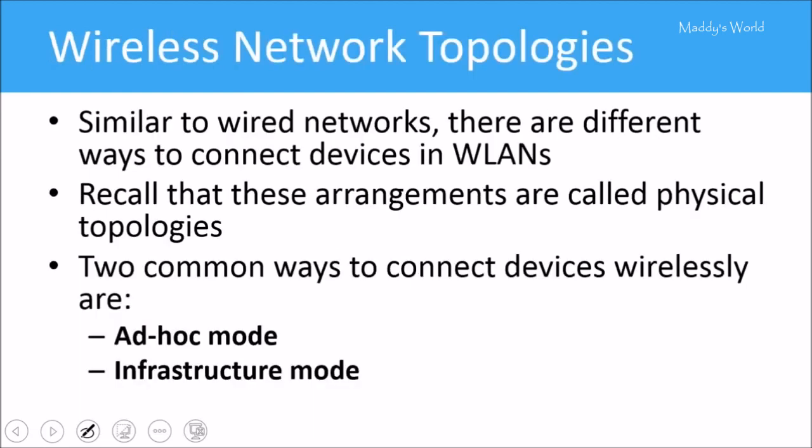All right, so let's talk about wireless network topologies. Similar to wired networks, there are different ways to connect devices in wireless LANs. Recall that these arrangements are called physical topologies, but know that when you're connecting wirelessly, the physical location of your devices doesn't necessarily matter as much as it does when you're using physical cables, right? There are 2 common ways to connect devices wirelessly: ad hoc mode and infrastructure mode.